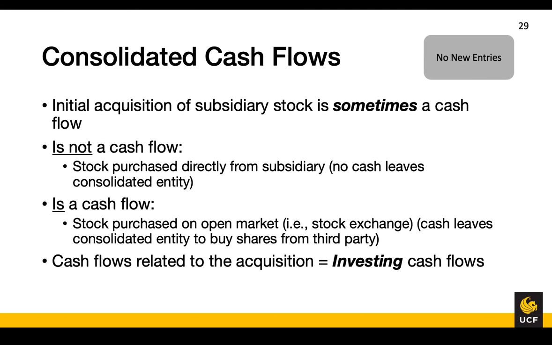The parent company's initial investment in the subsidiary is sometimes a cash flow. It depends on who is receiving the cash. If the stock is purchased directly from the subsidiary, then no cash leaves the consolidated entity. However, if the shares are purchased on the open market, such as in a hostile takeover, then the cash is leaving the consolidated entity and would be considered an investing cash flow.